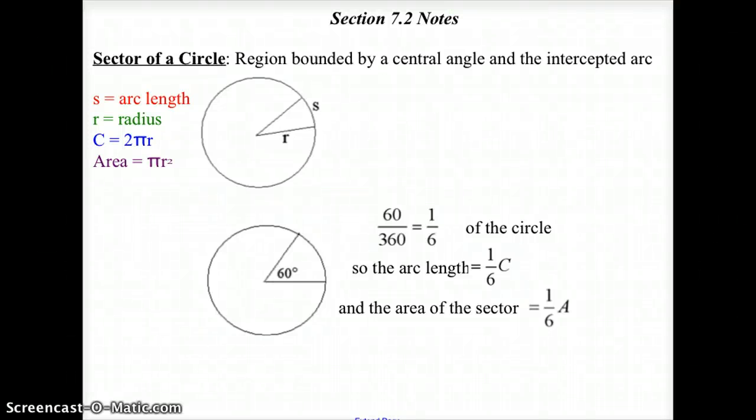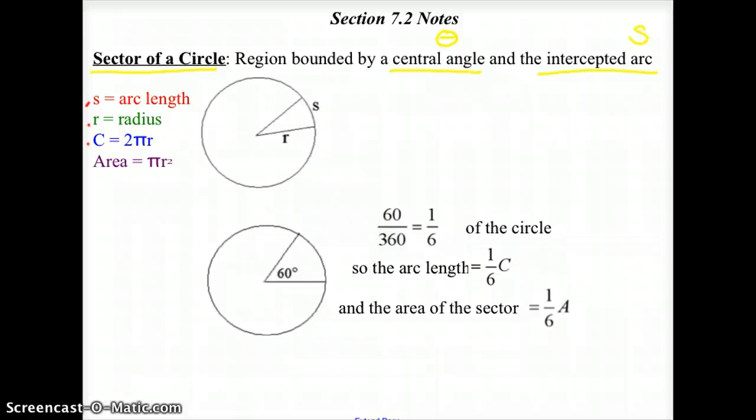Today we are going to talk about the sector of a circle. A sector of a circle is a region bounded by a central angle and an intercepted arc. So your central angle, remember, is your theta. The arc, that's your s. So looking back over here, we have arc length s, radius is r.